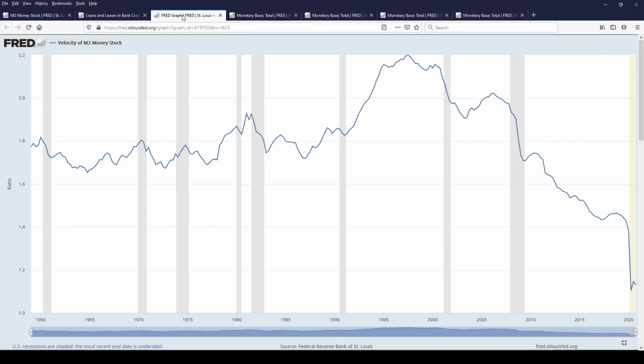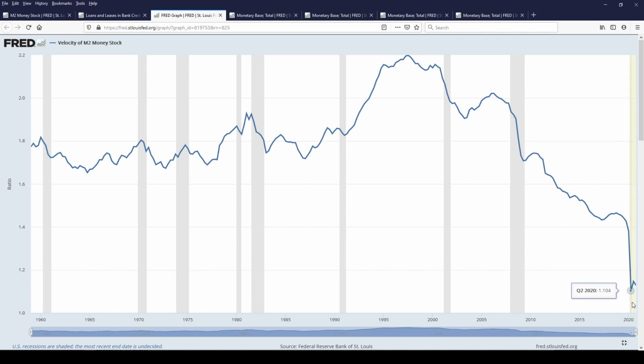And what's one way we can look at that? It's called the velocity of the M2. And the velocity of the M2 is expressed in a number of how many times money is used over a period to purchase a domestic good or service. And we can look at that right here. So we can see velocity of M2 is very low.